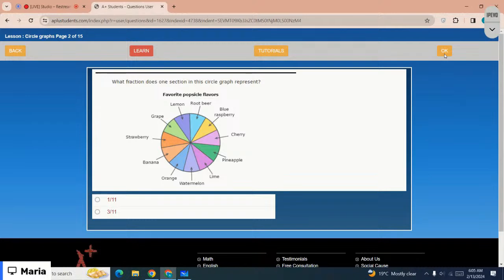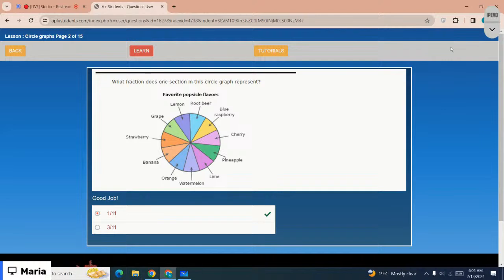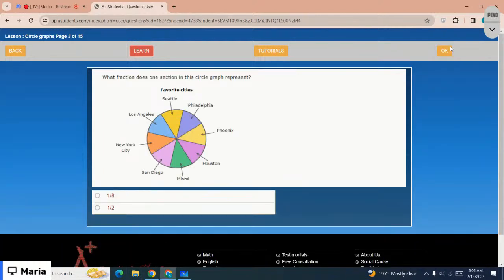What fraction does one section in the circle graph represent? Which is the correct option? Yes, that is 1 over 11 because the graph has total 11 sections. So each section is worth 1 over 11. Option number 1 is the correct option.